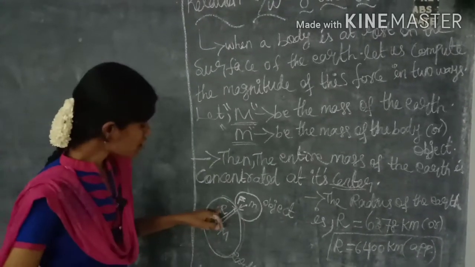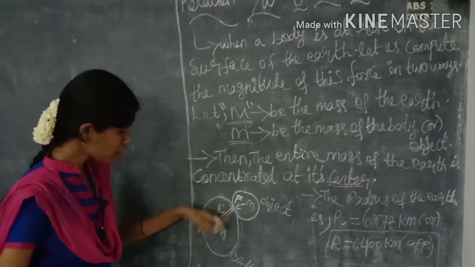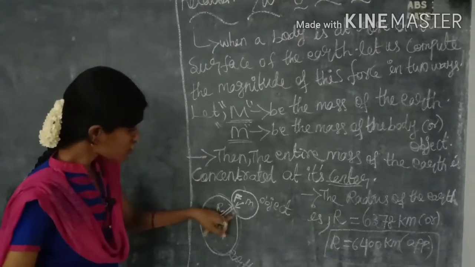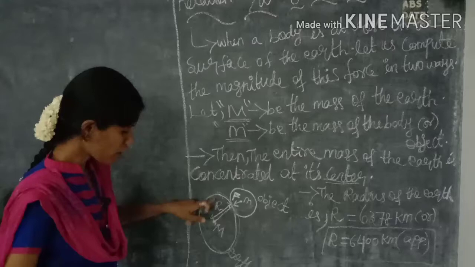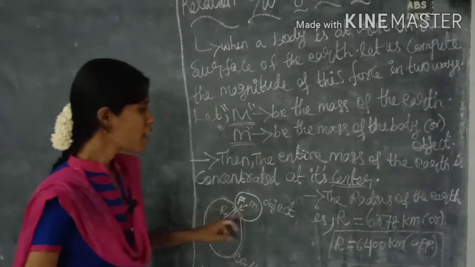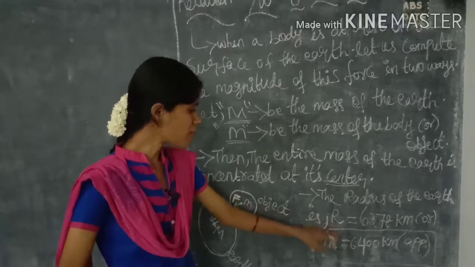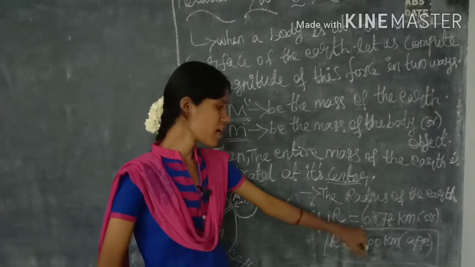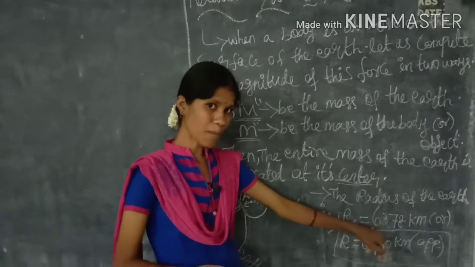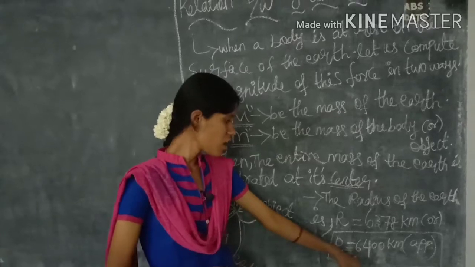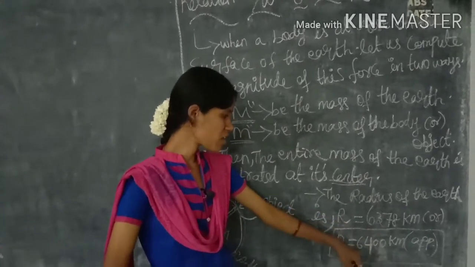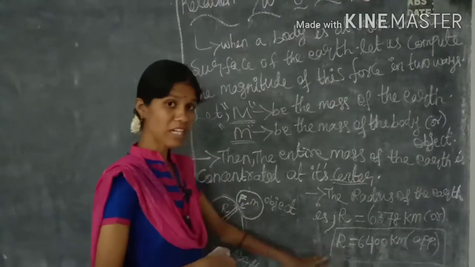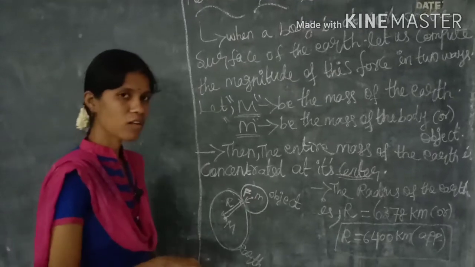Then the radius of the earth. The radius of a circle is the distance from the center point to the edge. The radius of the earth is denoted as capital R, and its value is 6378 kilometer. For our convenience, we round off the approximate value, so R is equal to 6400 kilometer.